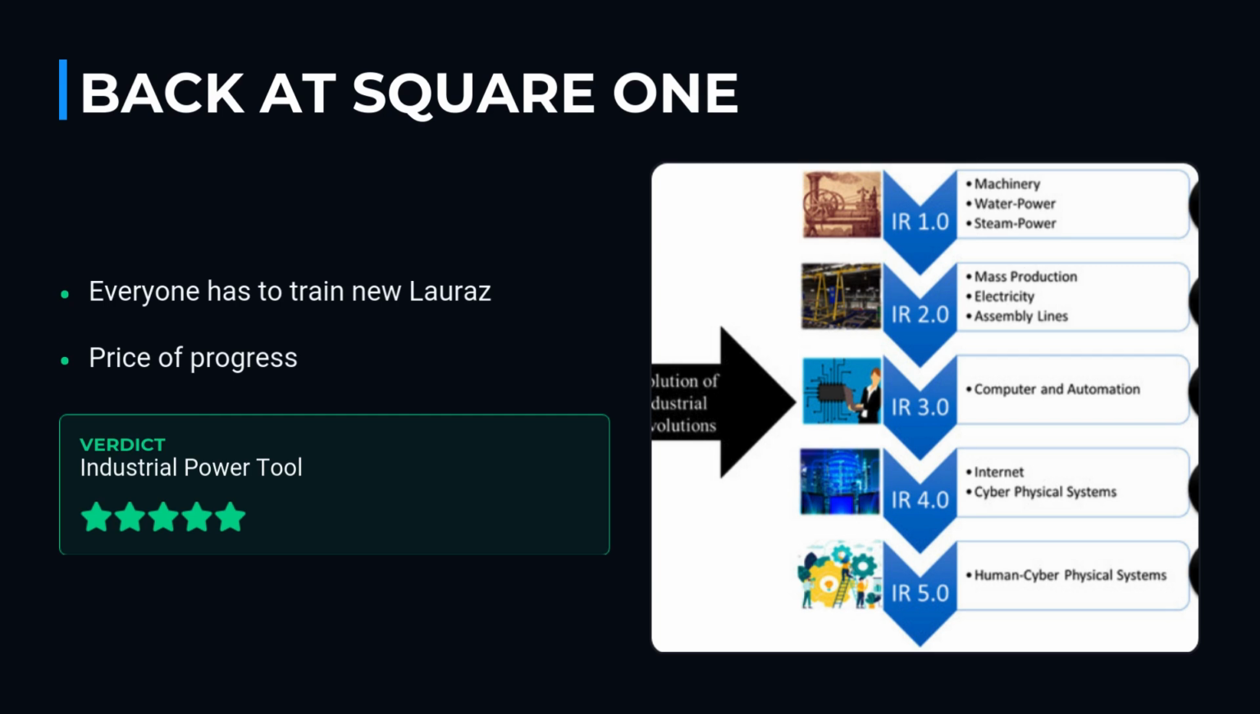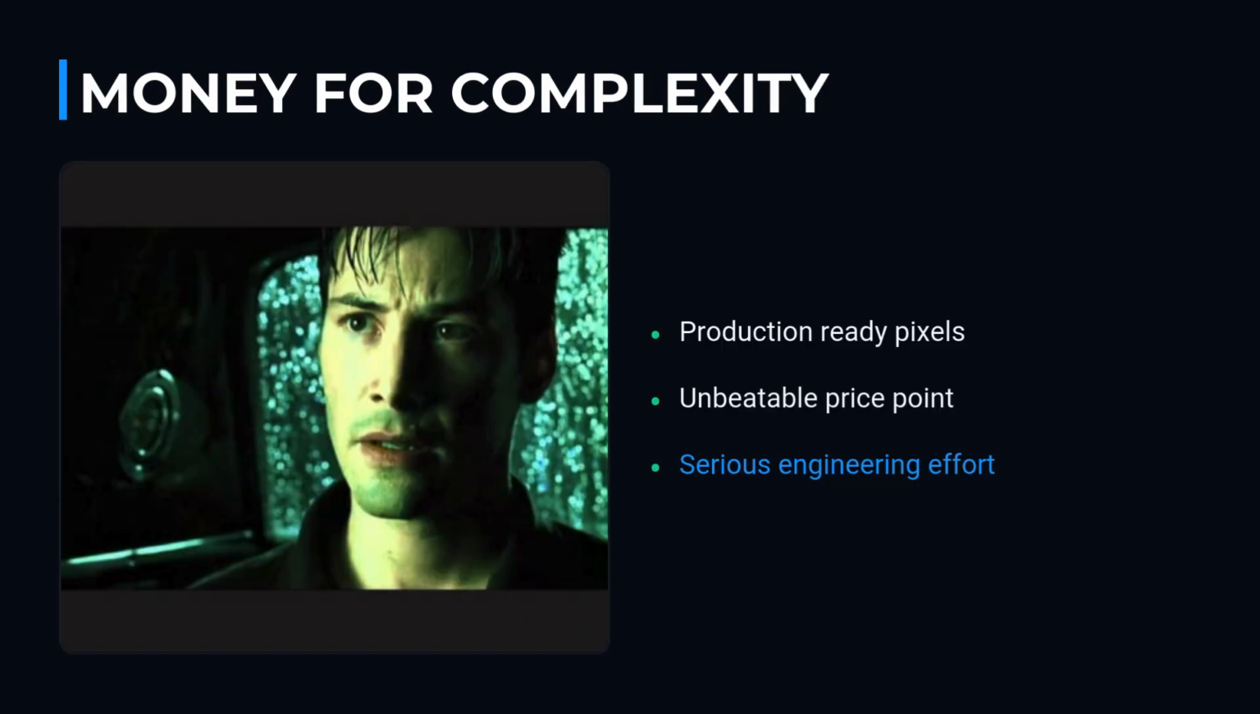So let's bring this all to a close. What's the final verdict here on FLUX.2? The verdict is that FLUX.2 is an industrial power tool. It's not a toy. It provides production-ready pixels, meaning it's reliable and consistent. It sets a whole new standard for fidelity and control at a price point that is just unbeatable. But to get that amazing 1 cent per image price, you have to be willing to put in serious engineering effort and buy serious hardware. You're trading money for complexity or complexity for convenience.